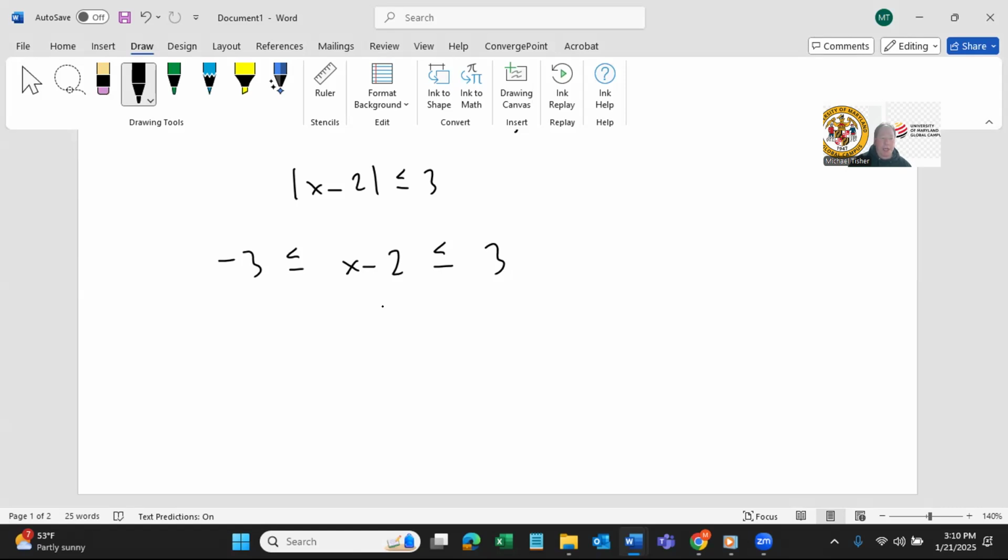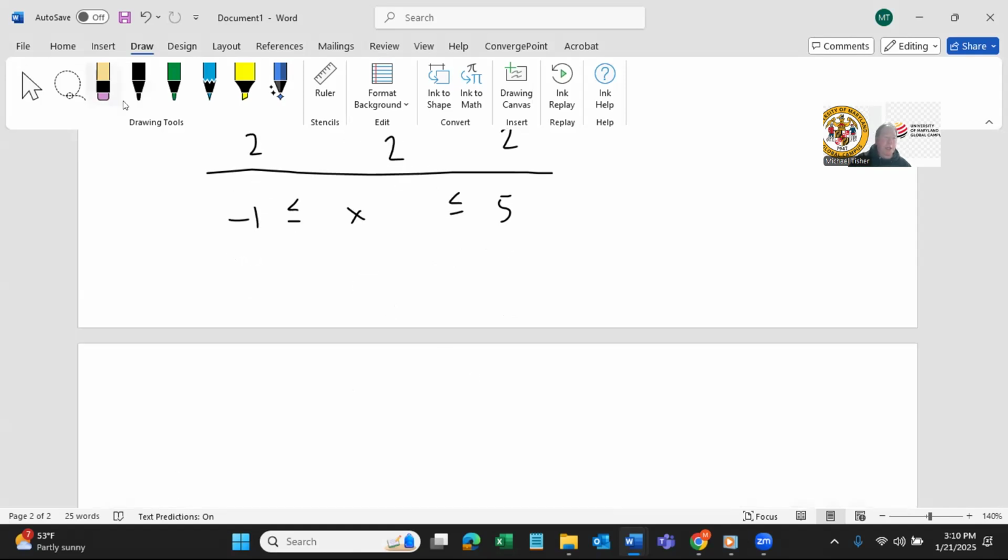All right, now let's try to get the x by itself. So we'll add 2 to all 3 sides. So -3 plus 2 is -1, less than or equal to x. The 2's go away, less than or equal to 5. All right, so this means that the answer is all of the numbers between -1 inclusive and 5 inclusive.